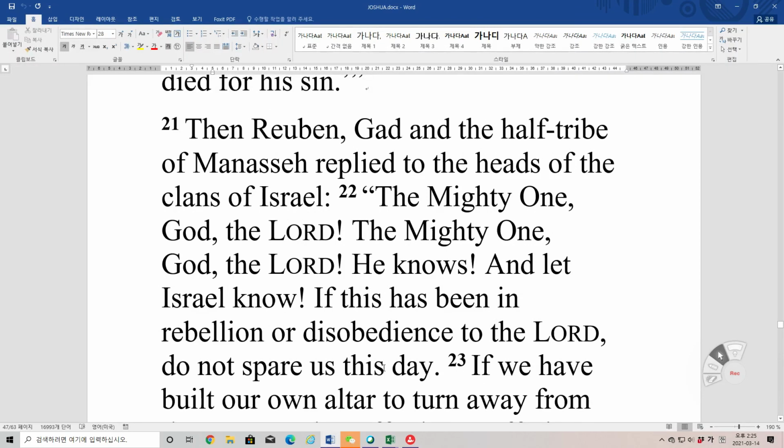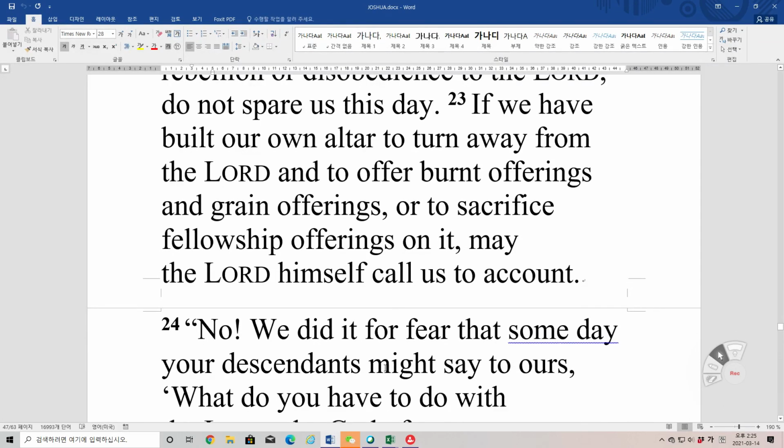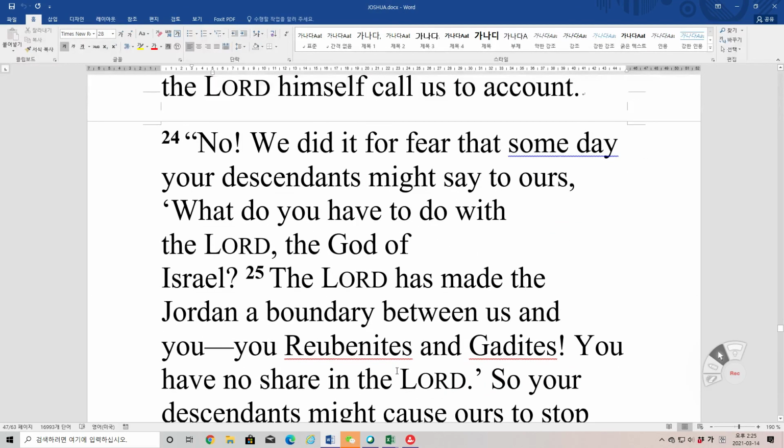Then Reuben, Gad, and the half-tribe of Manasseh replied to the heads of the clans of Israel, "The Mighty One, God, the Lord, the Mighty One, God, the Lord, he knows, and let Israel know. If this has been in rebellion or disobedience to the Lord, do not spare us this day. If we have built our own altar to turn away from the Lord, and to offer burnt offerings and grain offerings, or to sacrifice fellowship offerings on it, may the Lord himself call us to account.